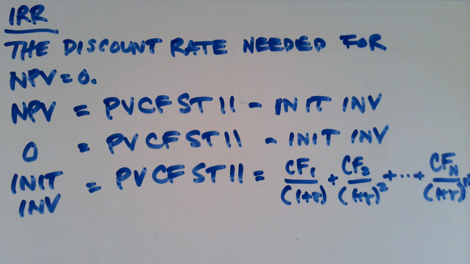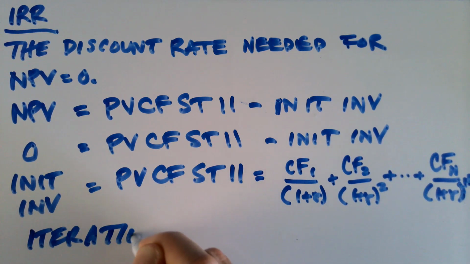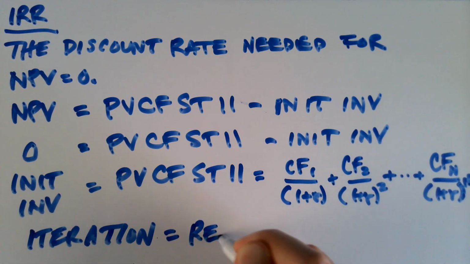How are we going to solve for this thing? It turns out that this r, that's the discount rate, that's going to be our IRR. But how am I going to get that r by itself? Well, even if you are a mathematical genius, there is no way that you can algebraically solve for that r. And so what do we end up doing instead? It's actually a process called iteration. Iteration is a fancy word for repeated guessing.